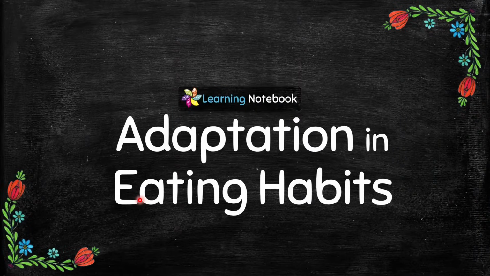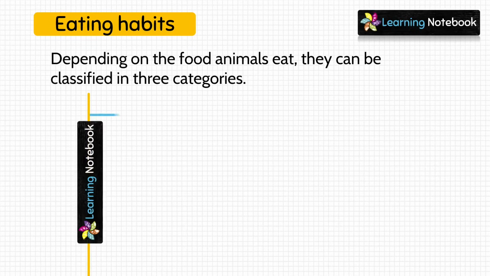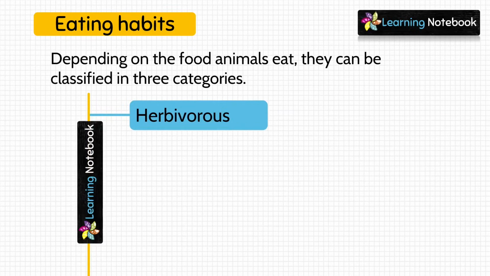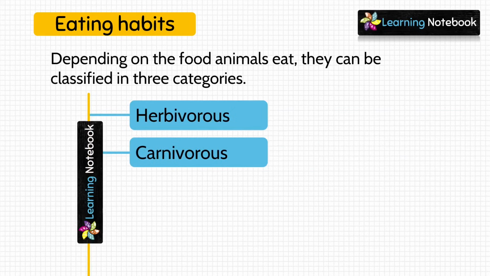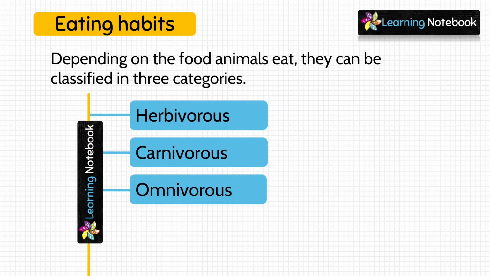Now let's learn about adaptation in eating habits of animals. Depending on the food animals eat, they can be classified in three categories. First category is herbivorous animals. Second, carnivorous animals. And the last category is omnivorous animals. Let's understand each of them one by one.